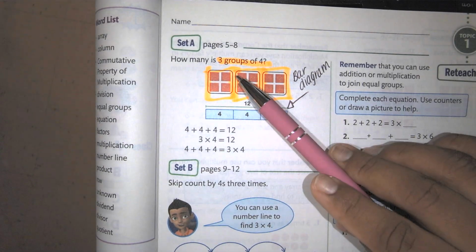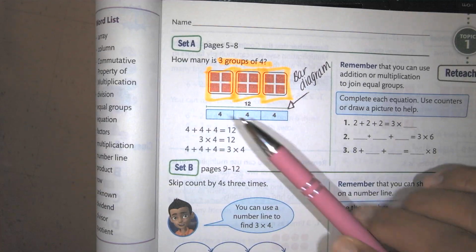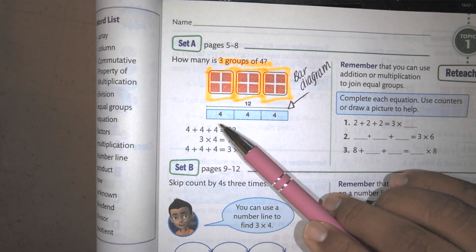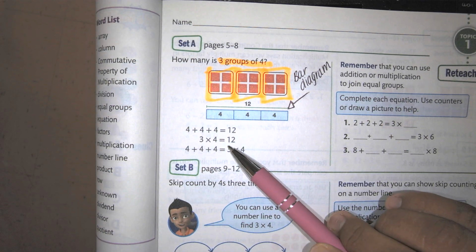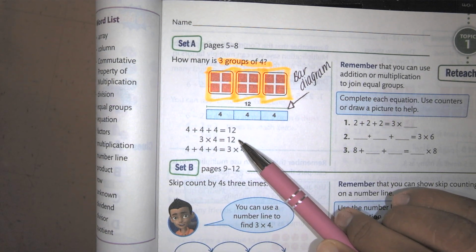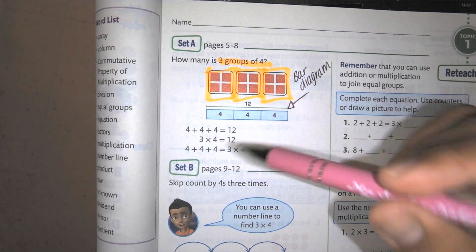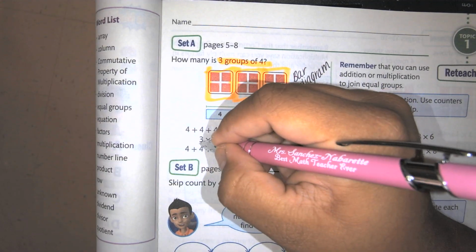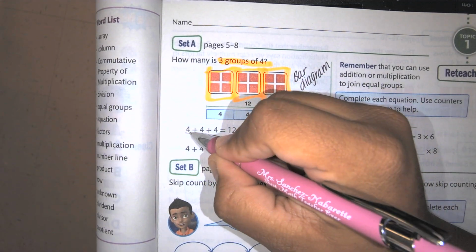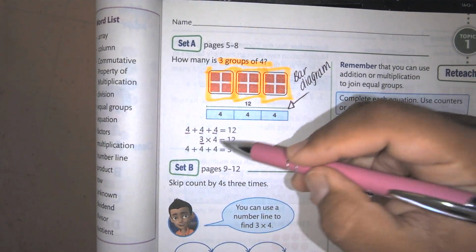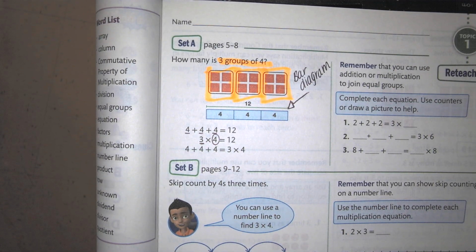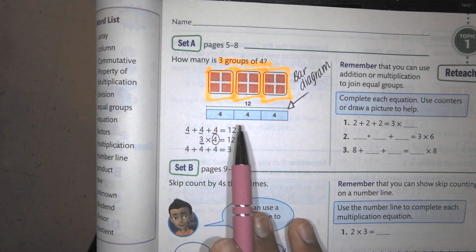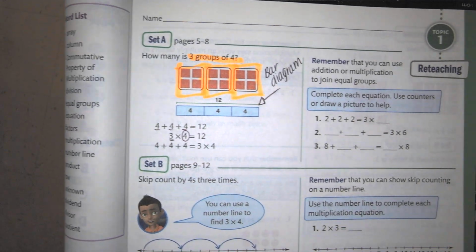So here they show us that 4 plus 4 plus 4 equals 12. And 3 times 4 is the same thing as 4 plus 4 plus 4. 3 groups. Remember I told you the first number tells you how many lines? And the second number tells you how many on each line? So same thing. So now that we have reviewed that, let's move on to the practice.